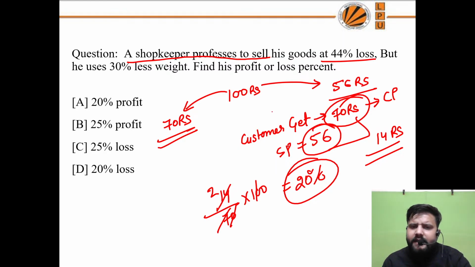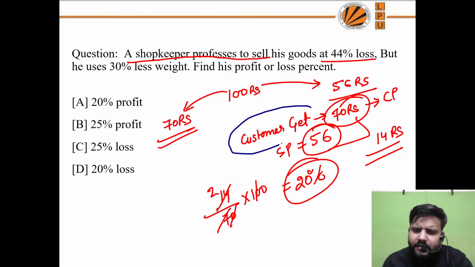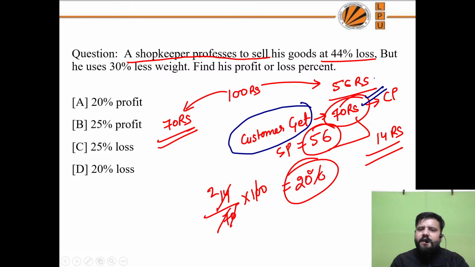In these kind of questions, just try to find what the customer is getting. Whatever the customer is getting, that is always your CP. So the other number would automatically become your SP in these kind of questions.